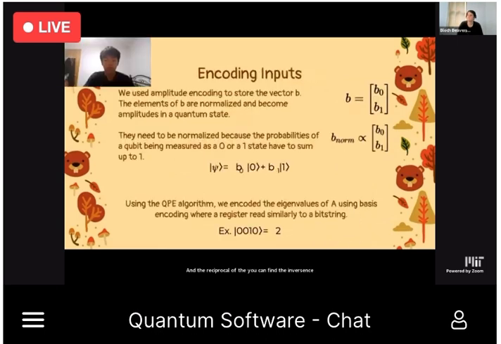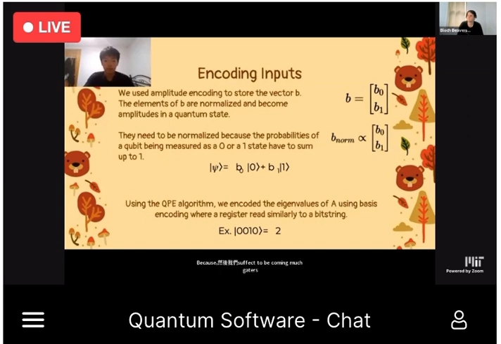Before we can actually perform computation on our inputs, we have to encode our inputs into quantum registers. We encode vector b using amplitude encoding, where the elements of vector b are normalized such that they can be represented as the amplitudes in a quantum state. We need to normalize the elements of vector b because the elements of vector b can be much greater than 1, and in a quantum state, the sum of the squares of the amplitudes must equal 1.